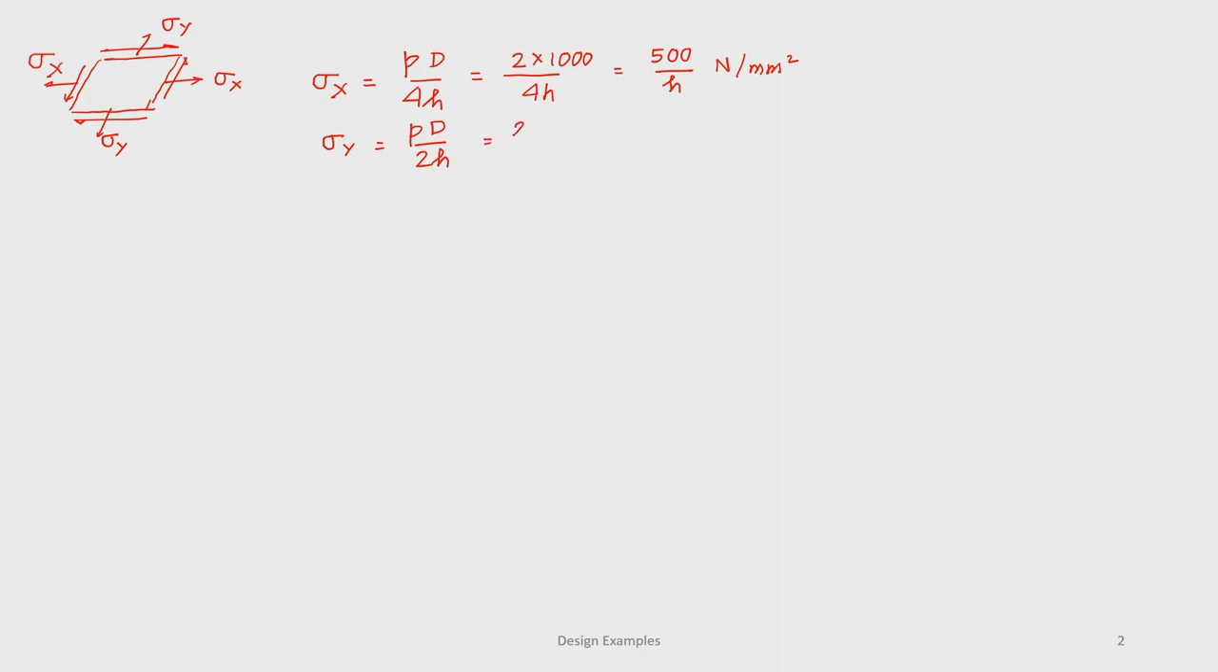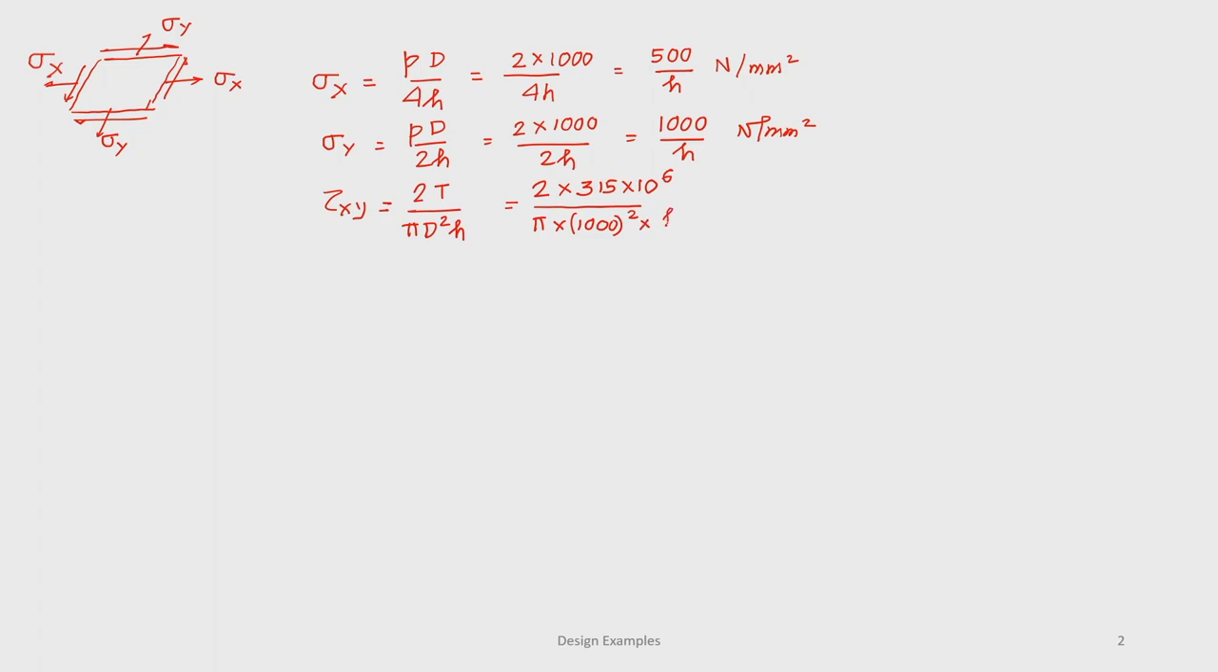Sigma y is similarly p d by 2 h, which is 2 by 2 h times 1000, that is 1000 by h. And tau x y is equal to 2 T by pi d square h. When you put these values, 2 into 315 kilonewton meter, which is newton millimeter, writing everything in newton and millimeter, this comes out to be 200 by h Newton per millimeter square. So, this is the state of stress.